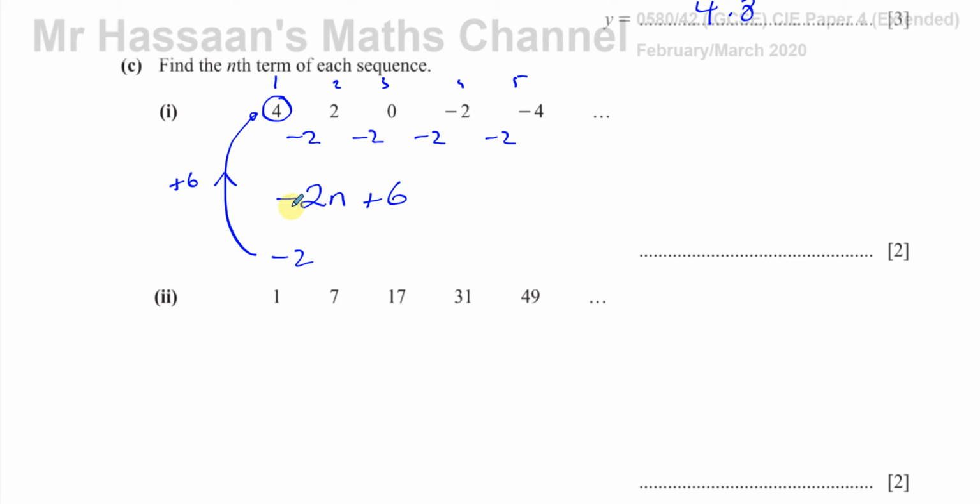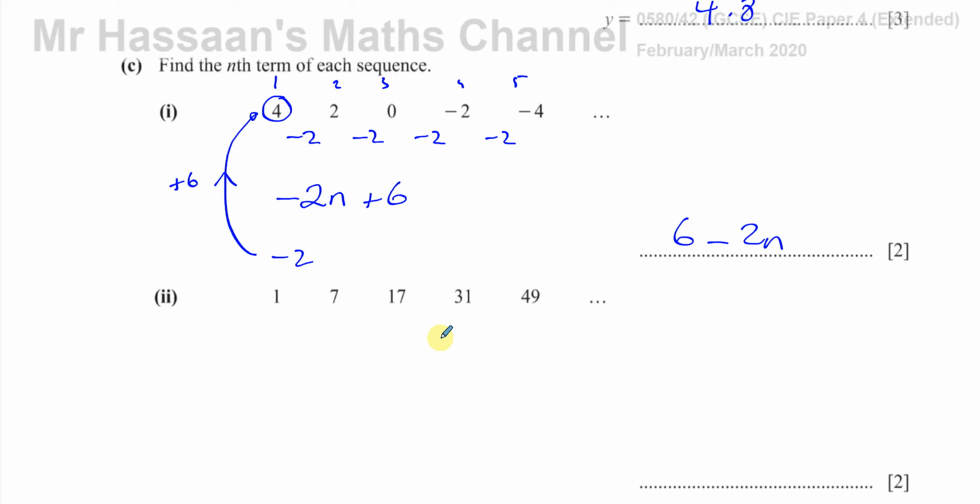If I put n equals 2, I have -4 plus 6, which is 2. N equals 3, minus 6 plus 6, which is 0. N equals 4, minus 8 plus 6, which is -2, and so on. So you can see it gives us our sequence. So this is our answer. We can write it like this, or we can write it like this, 6 minus 2n. Both of them are perfectly the same and perfectly fine.